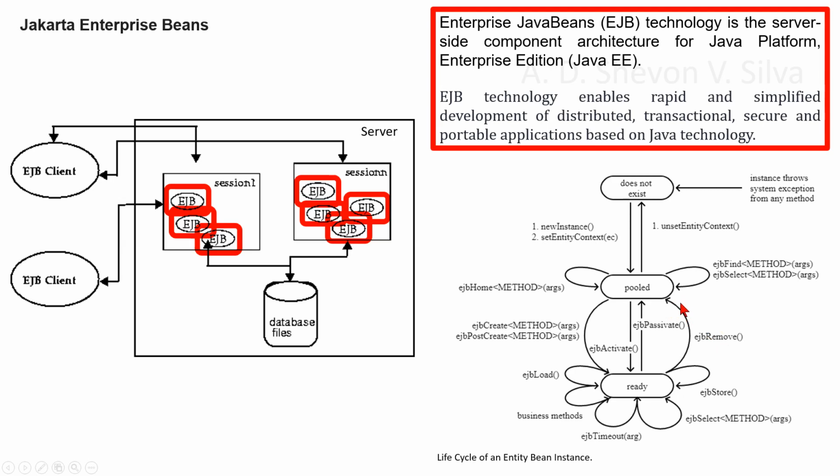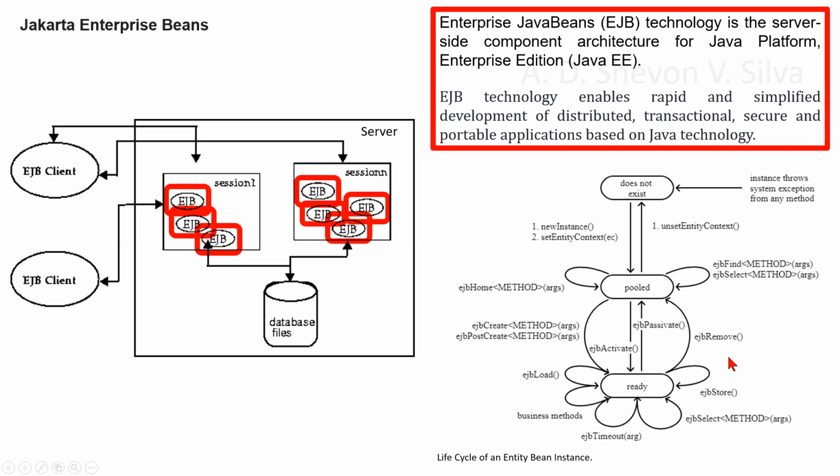There are three possible transitions from the ready to the pooled state: through the EJB passivate method, through the EJB remove method, and because of a transaction rollback for EJB create, EJB post create, or EJB remove. It's not shown in the life cycle of the entity bean instance here.